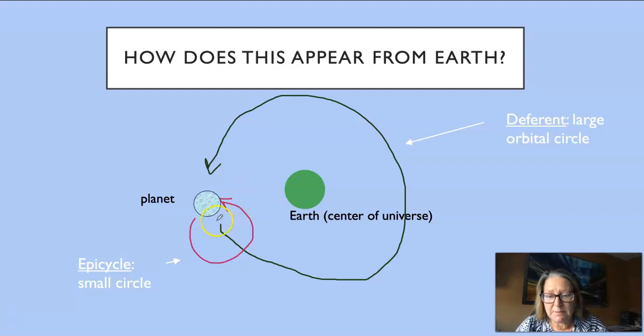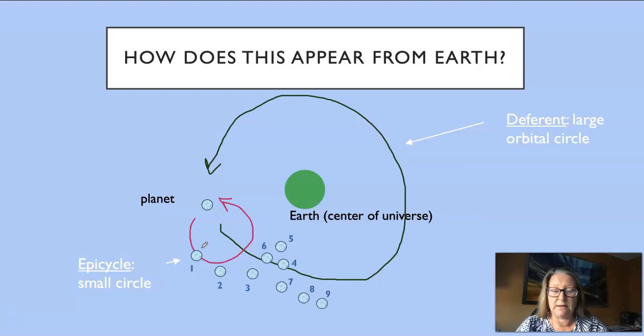What I've done here is I'm going to make the planet a little bit smaller because it works better for my diagram. So remember, we have two motions going on here. So the planet moves to position one, and then two, three, four, five, six, seven, eight, nine, following the path I've shown with the green arrow. And positions four, five, and six would represent the retrograde motion as seen from Earth.